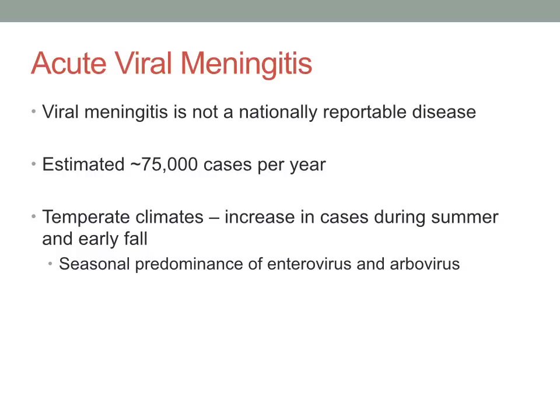Viral meningitis is not nationally reported, unlike bacterial meningitis. It's estimated about 75,000 cases per year, and it can be found in different areas, but temperate climates particularly, and we notice a surge of it typically during summer and early fall.